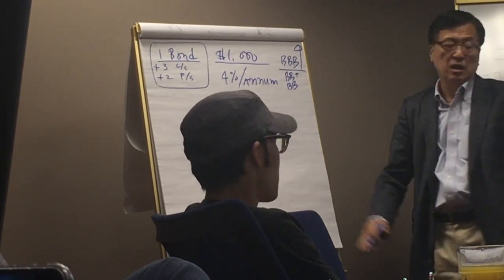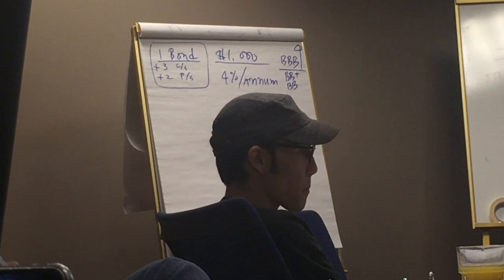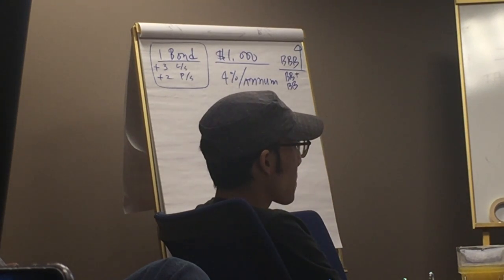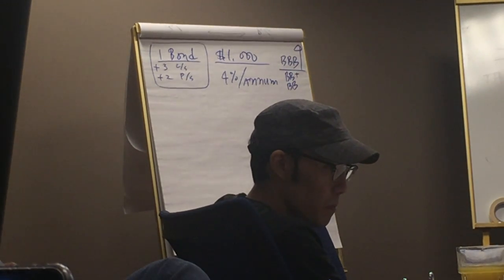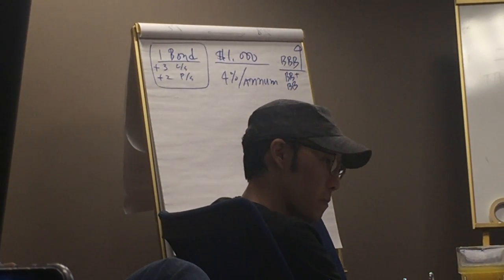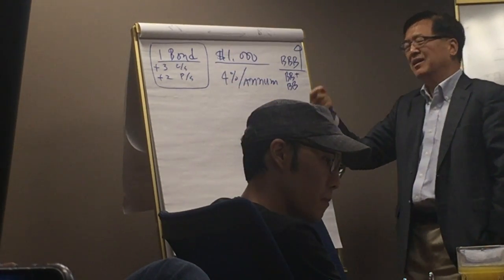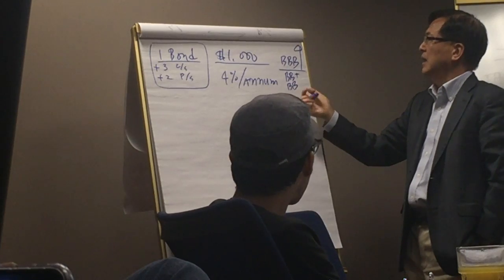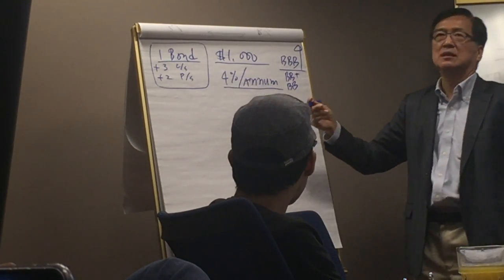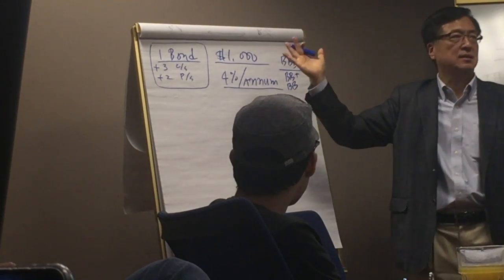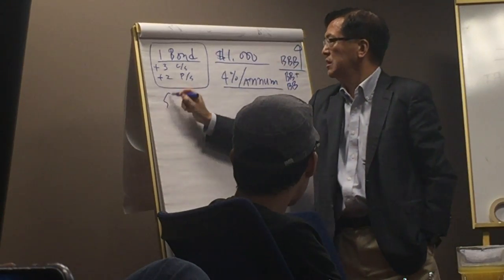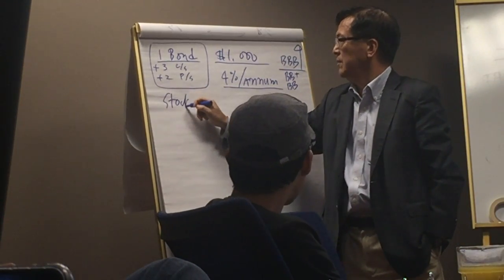So here I have minimal risk, but even if this company makes billions of dollars, I don't get extra return. I simply get paid a 4% interest rate per year. That's it. But for stock, that's not the case.